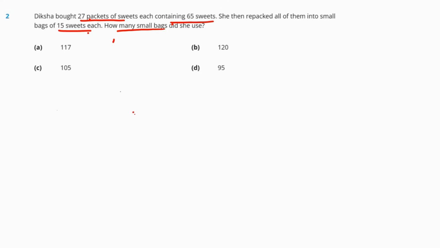Okay, so basically first we need to find the total number of sweets, which is 27 times 65, because 27 packets each of 65 sweets. Let's keep it like that. We will not engage in calculation. Next, she is repacking this entire quantity into small bags of 15. So divided by 15 would give you the number of small bags required. So total number of sweets divided by number of sweets per bag.